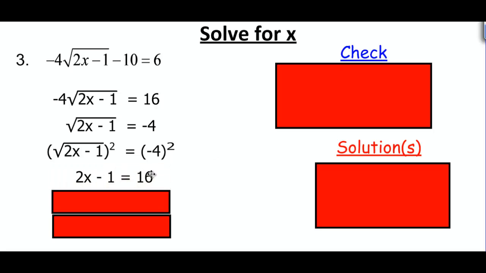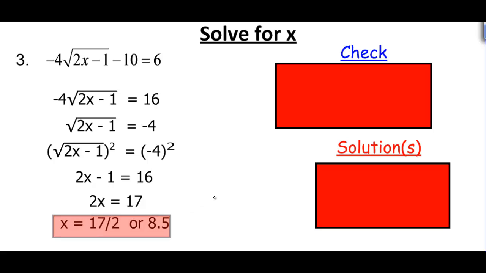Now I just have a basic linear problem. I'm going to add 1 to both sides, then divide both sides by 2. Now you can write your answer as 17 halves, or 8.5. Since 8.5, you didn't have to round that decimal at all. That's acceptable. And it's probably going to be a little bit easier to use 8.5 in my check than 17 halves for typing it in.